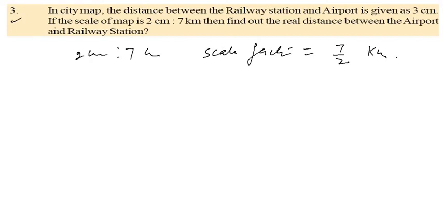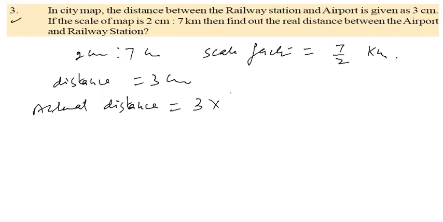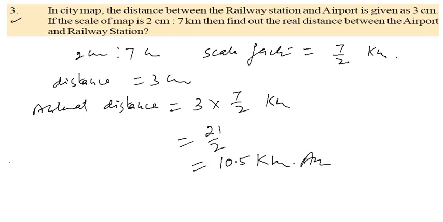So now you can write here the distance is equal to 3 centimeters. So we can write here actual distance is equal to 3 multiplied by this. It is 3 into 7 by 2 kilometers. So you have to write 3 sevens are 21 by 2. So 21 by 2 is 10.5 kilometer, and that is your answer.